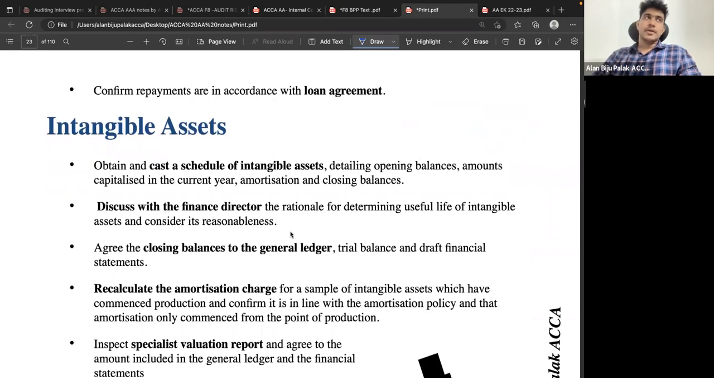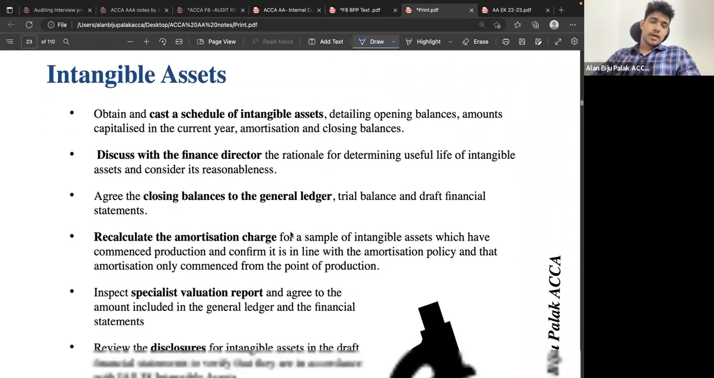When a company has acquired any intangible asset like a patent, copyright, trademark, license, brand name, in all those cases the treatment will be the same. But you have to properly understand from the scenario whether the company has actually purchased it or not. If the company has purchased an intangible asset, then you can include these points. So from the scenario, the first thing you have to do is identify whether it's an intangible asset or not.